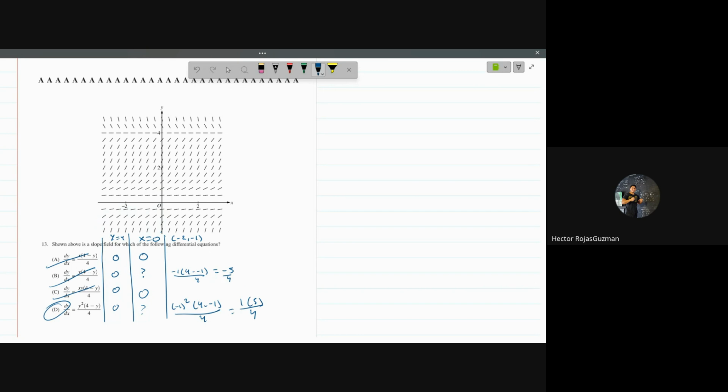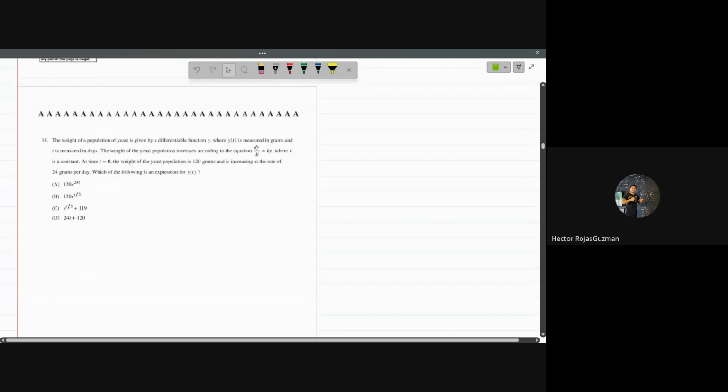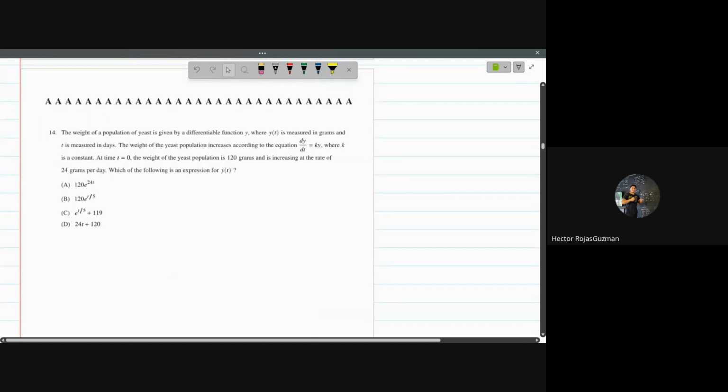Use whatever strategies you guys can think of. Number 14.